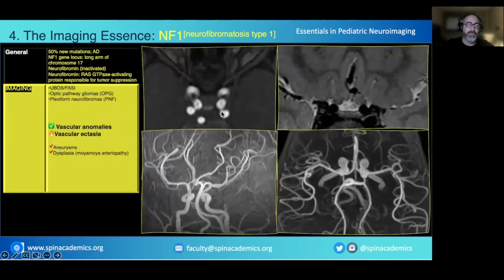Of course, NF1 can have vascular anomalies, such as vascular ectasia here, where you can see that this portion of the internal carotid artery is at least three times larger. This type of ectasia of the main intracranial vessels is very typical of vascular dysplasias, which in the case of NF1 is the thing that is behind these types of findings.